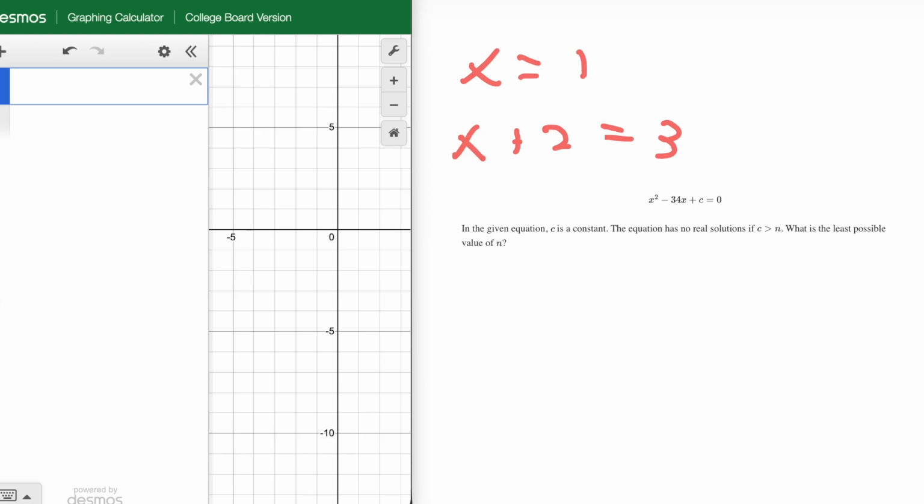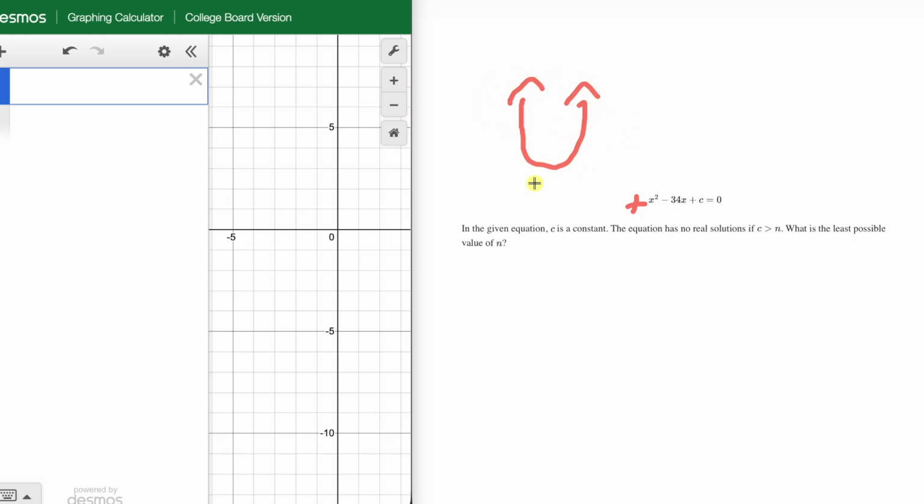This one is saying that in the given equation, c is a constant. The equation has no real solutions if c is greater than n. What is the least possible value of n? So you know based off this that a here, in front, is positive. This is a positive value up here, so it must open upward like this. If it opens upward like this and it has no solutions, it must look something similar to this. It must not touch the x-axis, and it must go up.